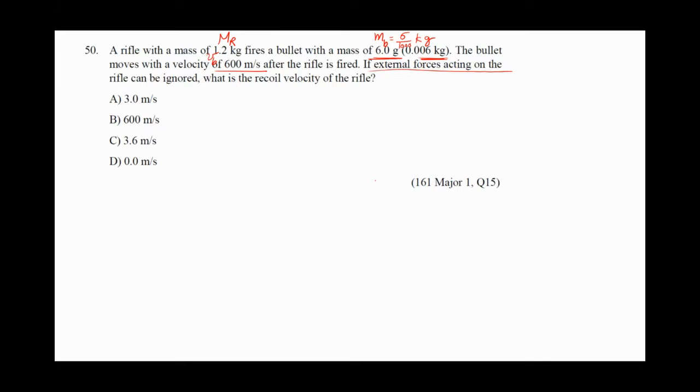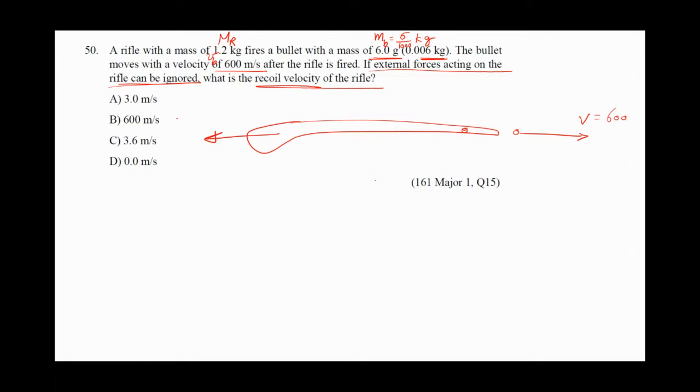If external forces acting on the rifle can be ignored, so to conserve the momentum also, there should be no external forces. So what's the recoil velocity of the rifle? So here you have a rifle and a bullet. The bullet will move with a velocity V equals 600, and the rifle rebounds or recoils with a velocity V rifle. I need to find V rifle. So I will say the mass of the rifle times the velocity of the rifle equals the mass of the bullet times the velocity of the bullet. Mass of the bullet is 6/1000.